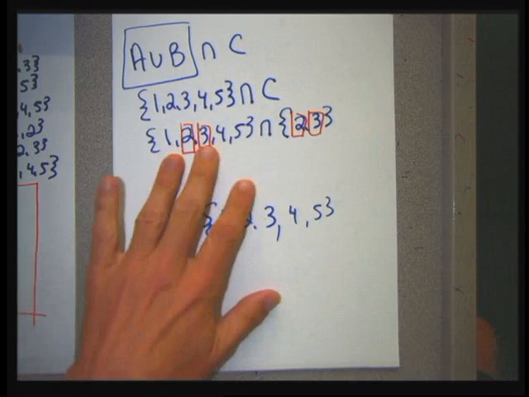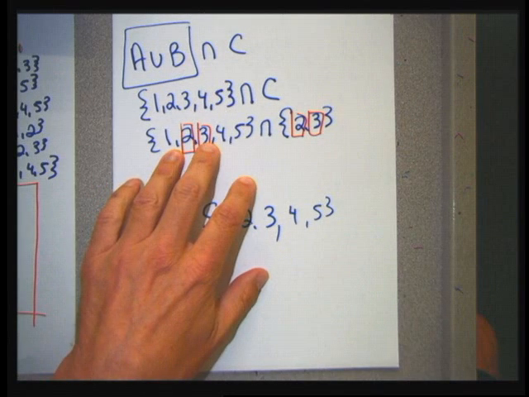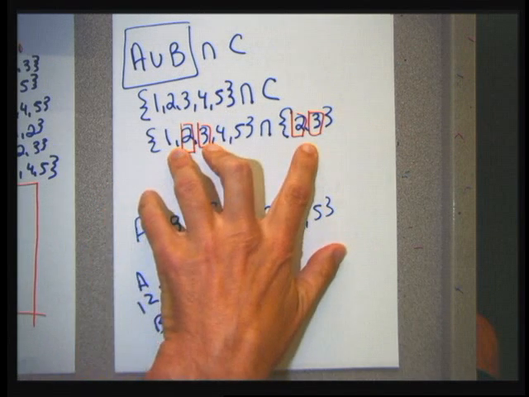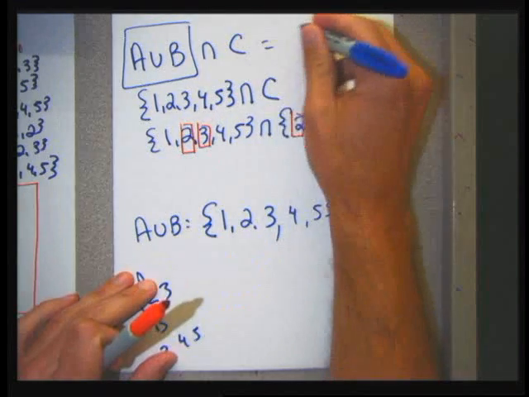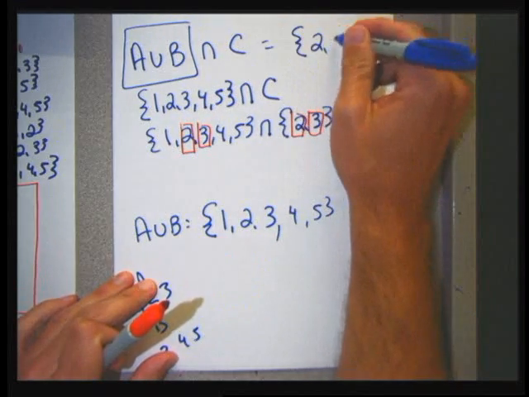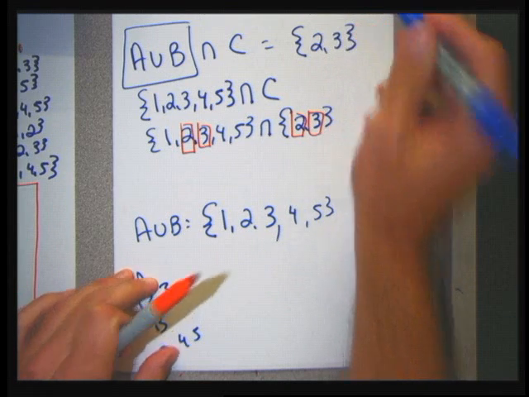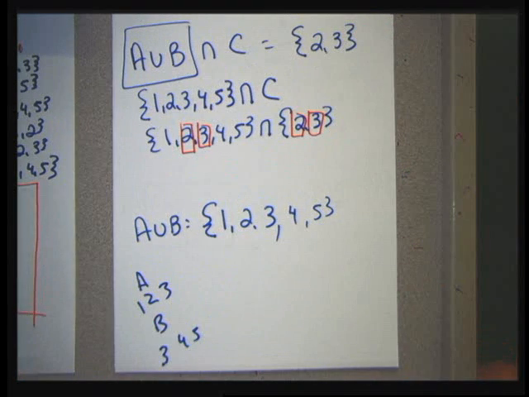So A union B is 1, 2, 3, 4, and 5. After I take the union of A and B, I take that union and I intersect it with C, and I get the answer to this problem. And the answer to A union B intersection C is the numbers 2 and 3. I'll do all the things without the pictures, and then I'll come back and do them with the pictures. So the answer to the first of the last 3 questions is 2, 3.